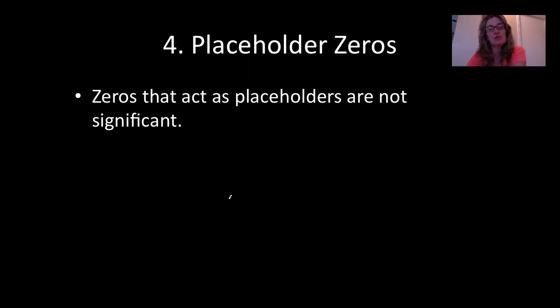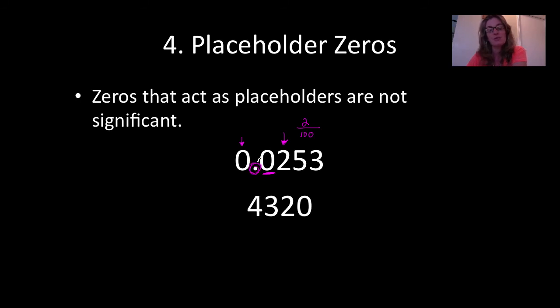Placeholder zeros. Zeros that act as placeholders are never significant. So here we have my placeholder 0. This is telling me that this number is in the hundredths place, so it means 2 out of 100, not 1 out of 100. This 0 again is not even a placeholder 0, it's just telling me there's a decimal point to follow. So this number would have 3 significant digits. This number, notice this 0 is the last 0, but there's no decimal point here. So this 0 is just holding the place, telling me that this 2 is not in the ones place, but is in the tens place, and therefore it is equal to 20. So here I have 3 significant digits.